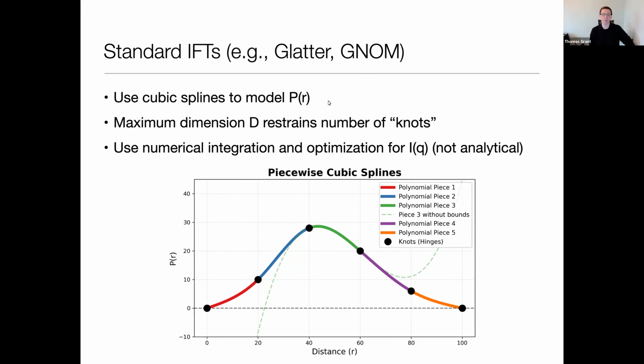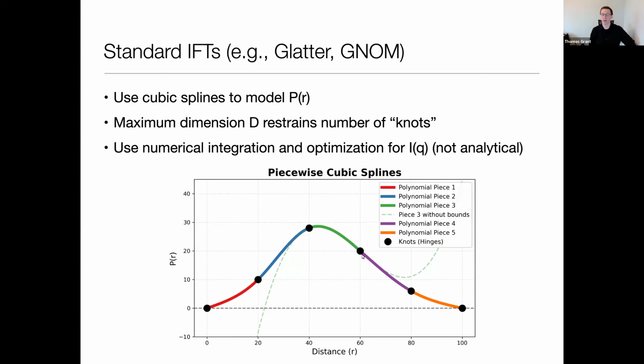So these algorithms use cubic splines as the basis set to model and parameterize the P of R curve. And so if you're not familiar, cubic splines are effectively a set of polynomials that you stitch together in a piecewise manner through these sections defined by what are called knots. These knots are like hinges of these piecewise regions.